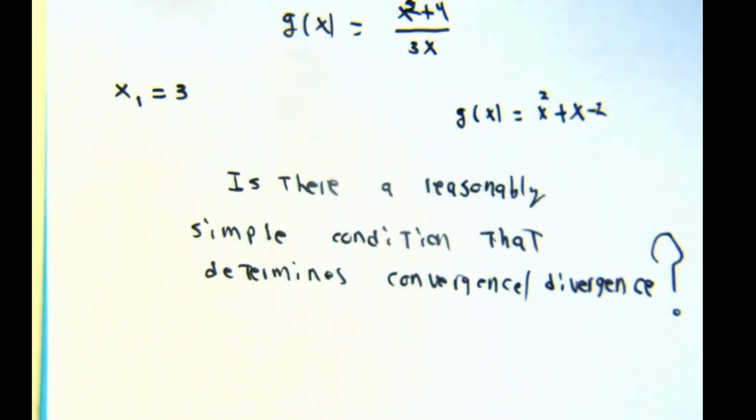Being mathematical types, the obvious question is: is there some reasonably simple condition or criterion that will tell me whether I'm going to have convergence or divergence? If the answer to this question were no, I would just be playing a practical joke on you. So obviously the answer is yes.